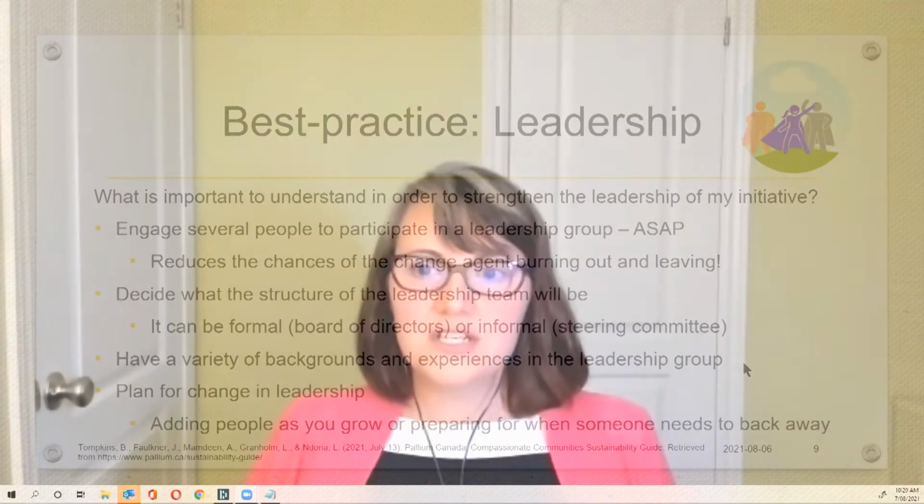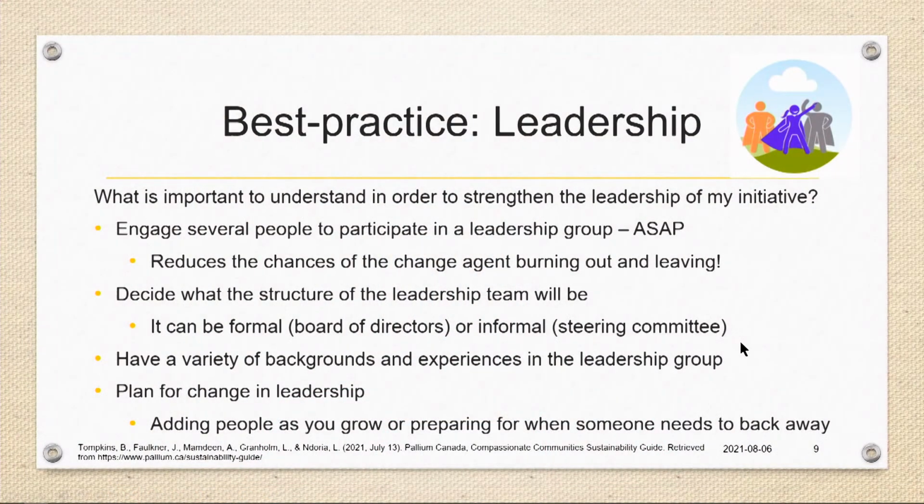You may engage with them, one of them 6 months down the road, could be a year down the road. So what I want to do is just take a few minutes to look at those 3 top best practices and just explore them a little bit with you. So looking at leadership. So what can we do to strengthen our leadership within our initiative? So there's a few key things here.